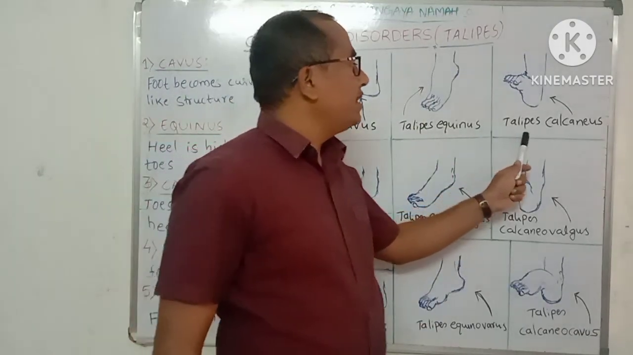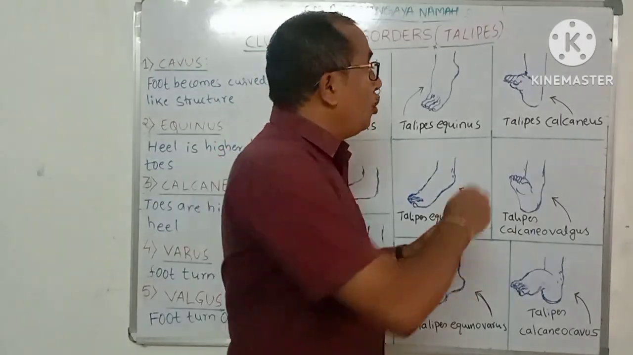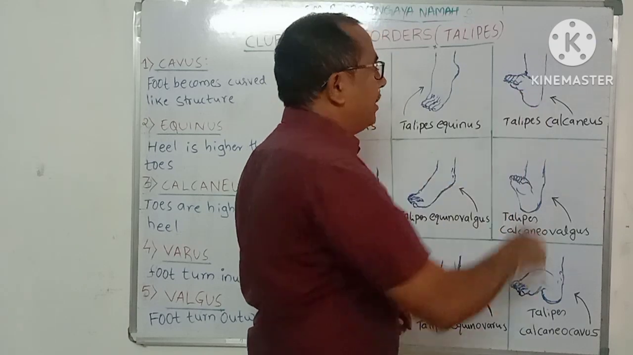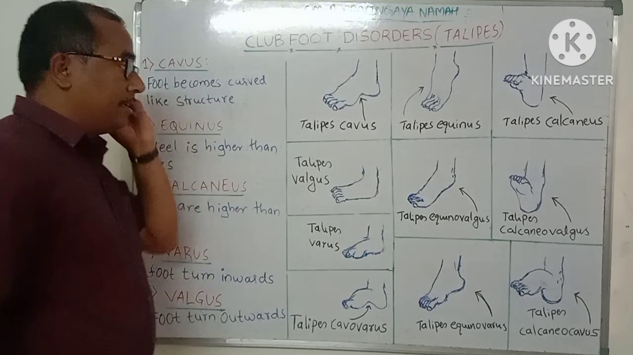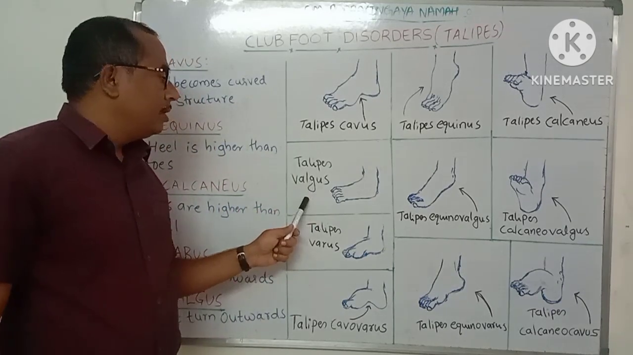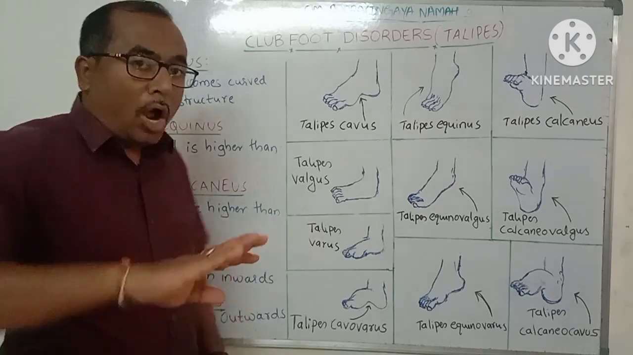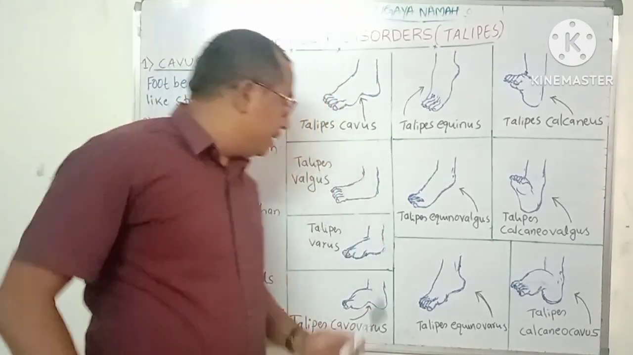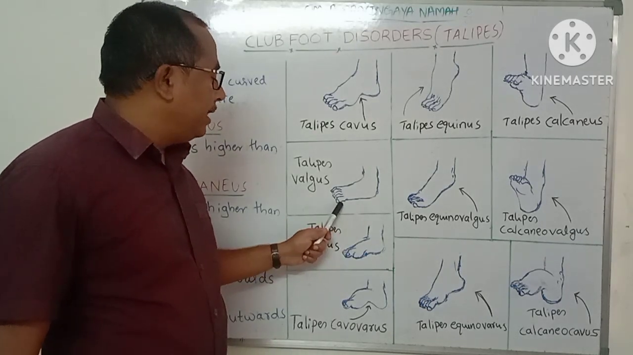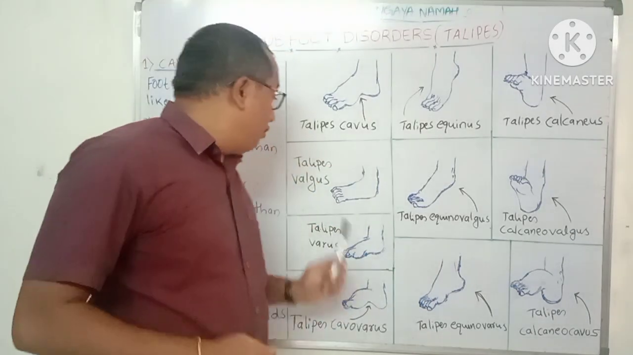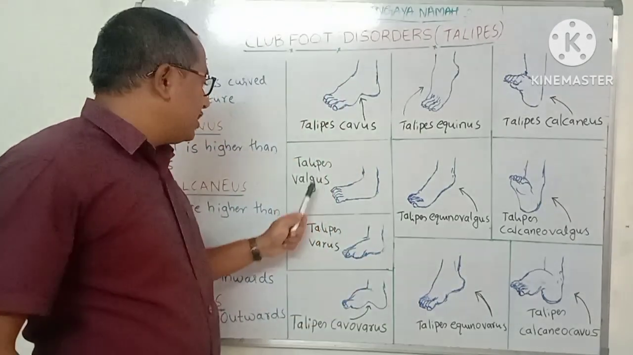Next is talipes calcaneus. Talipes calcaneus is a club foot disorder characterized by toes being higher than the heel, only that. It is called talipes calcaneus. Next is talipes valgus. Valgus means the foot is turned outward. Here the heel and toes are in a normal position, but the only deformity is that the foot is turned outward. That is why it is called talipes valgus.